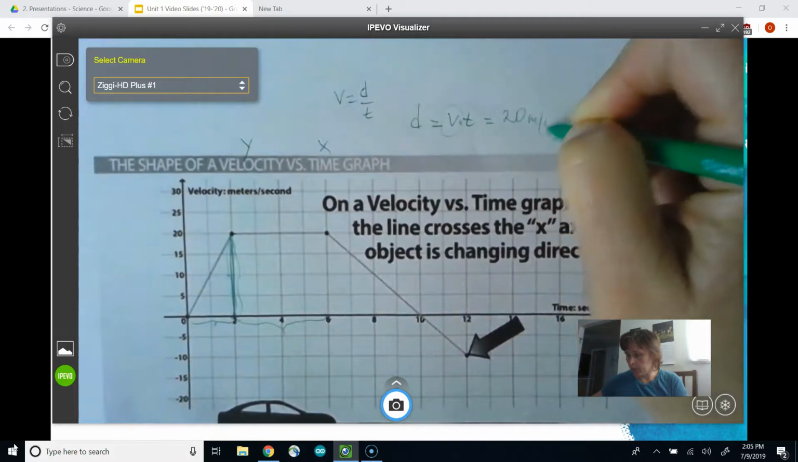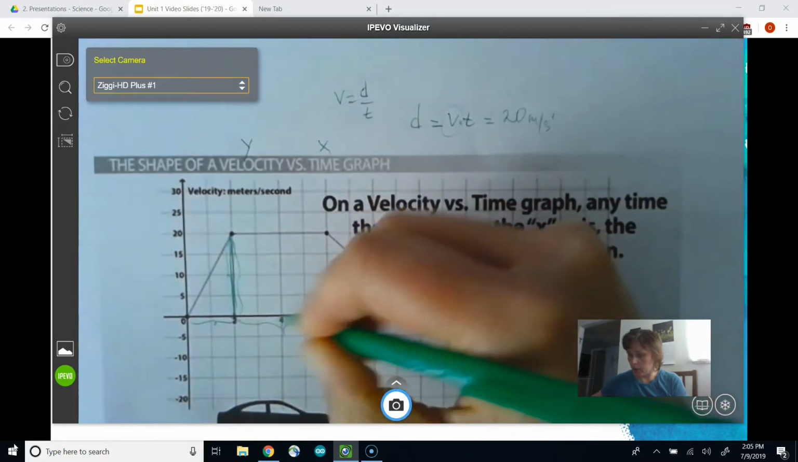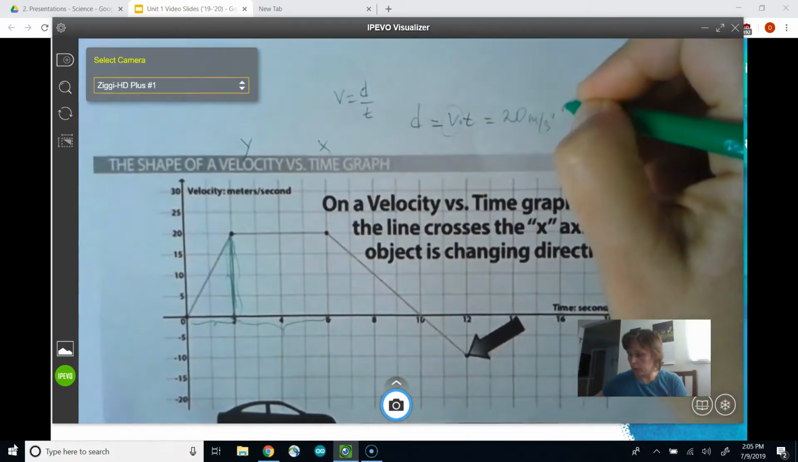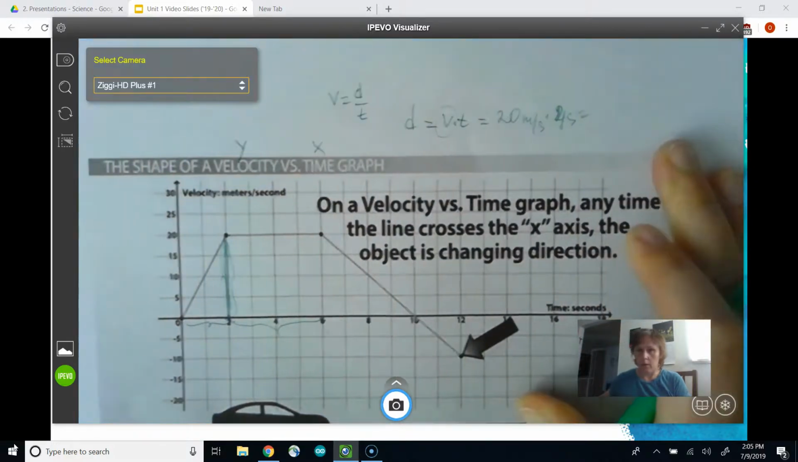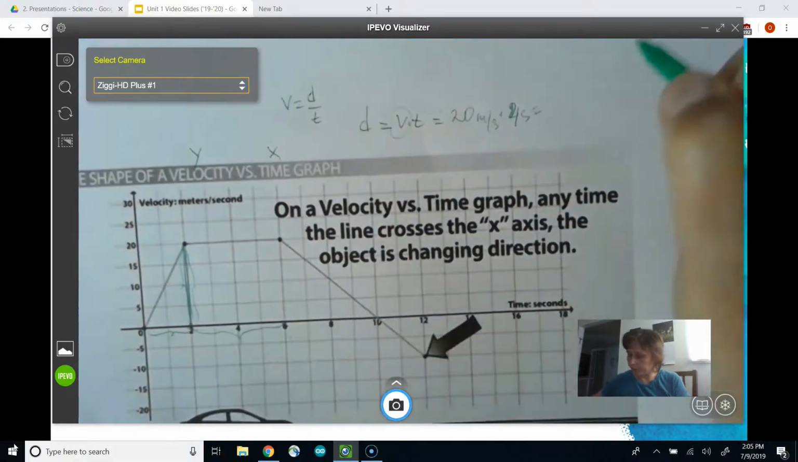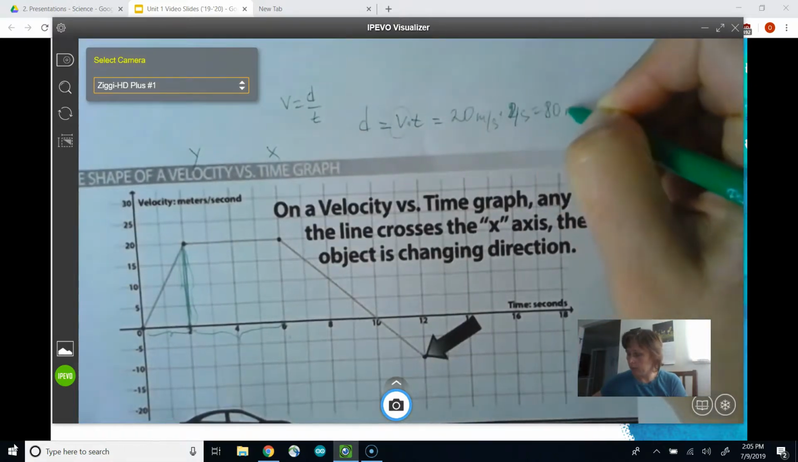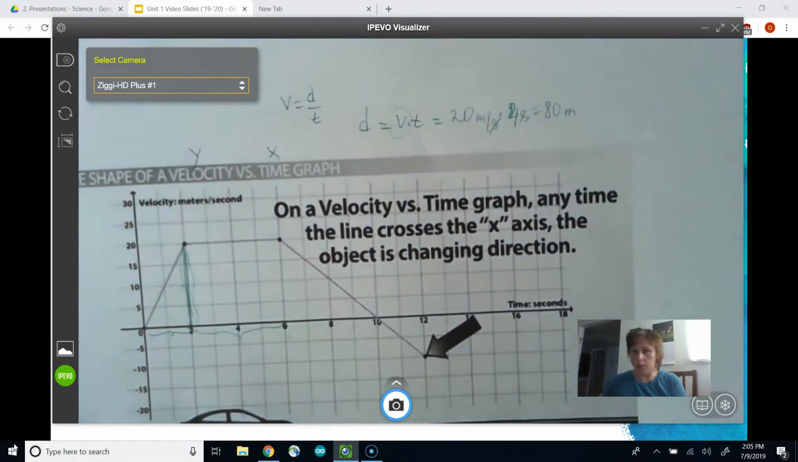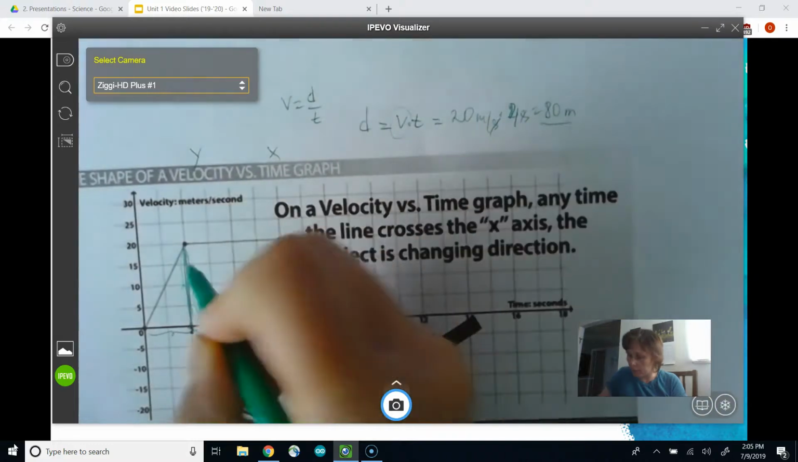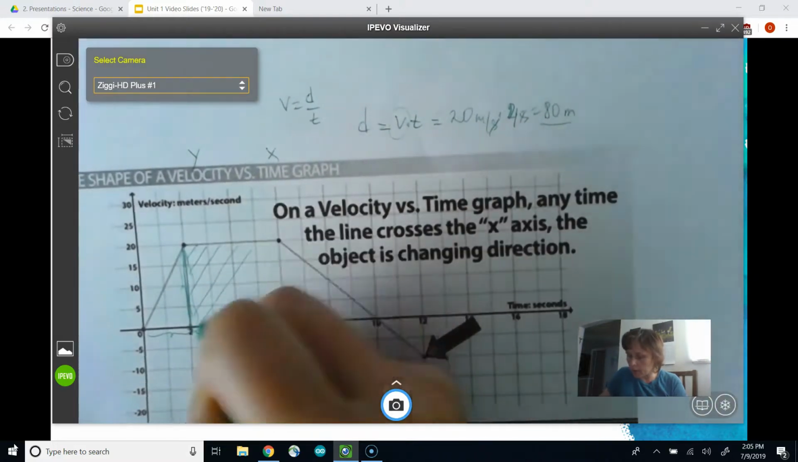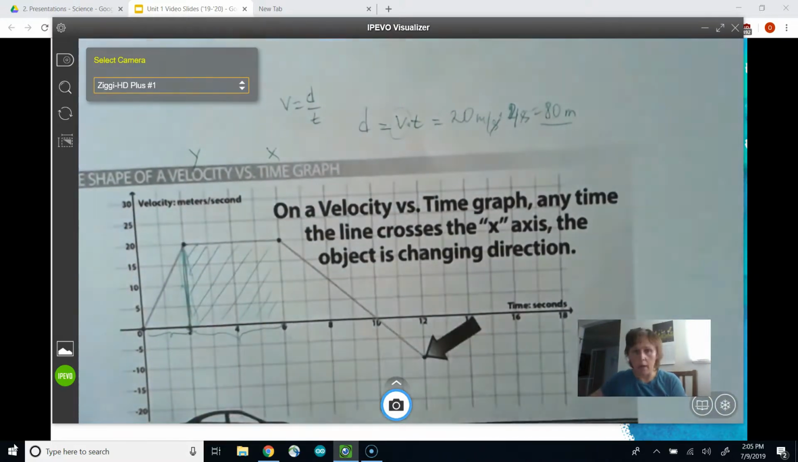So if you multiply velocity times time, in our case, it is 20 meters per second times, what's the time? 6 minus 2 is 4 seconds. It is going to be 80 meters. We can see that seconds cancel out. So 80 meters is the displacement. So the area under the line here, or curve, is the displacement.